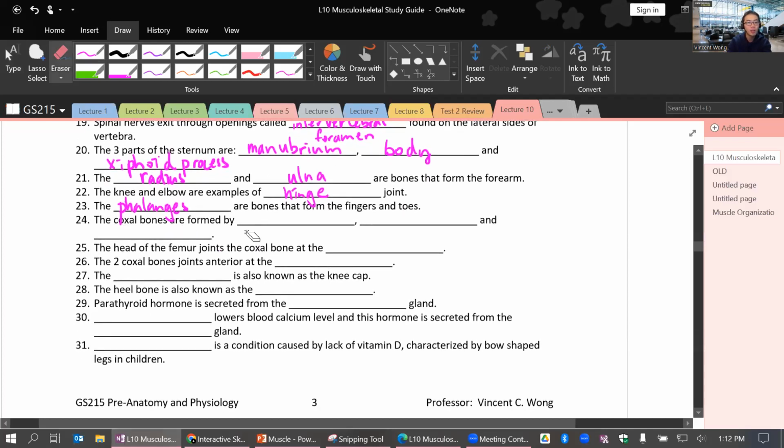The coxal bone is formed by 3 bones. We have the ilium with an I this time. Don't confuse it with the one in the small intestine, right? We have the pubis, and we have the ischium.